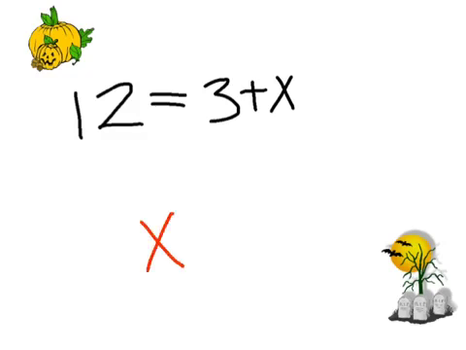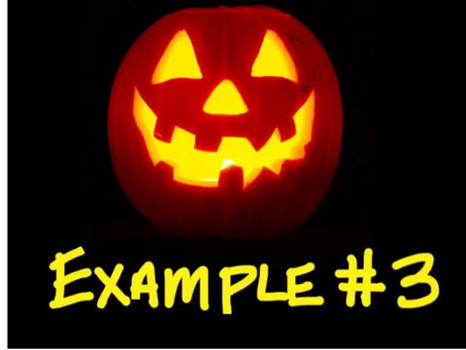Okay. Answer for this one should be x is equal to 9.